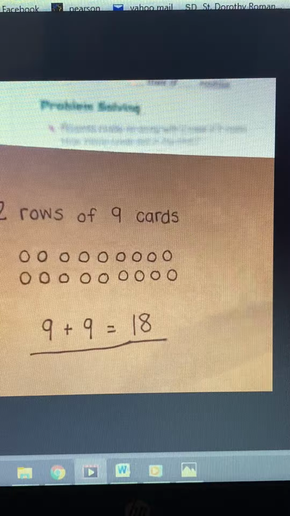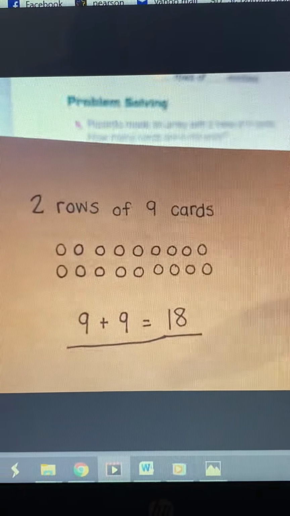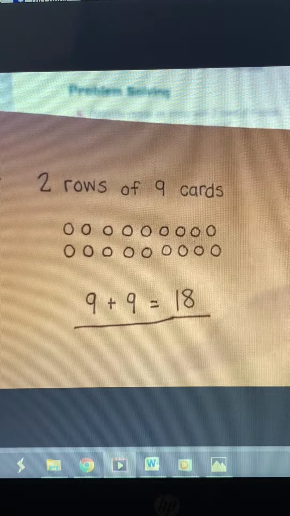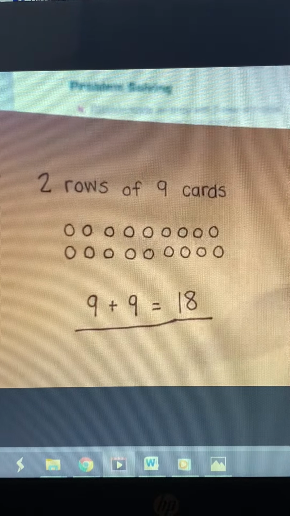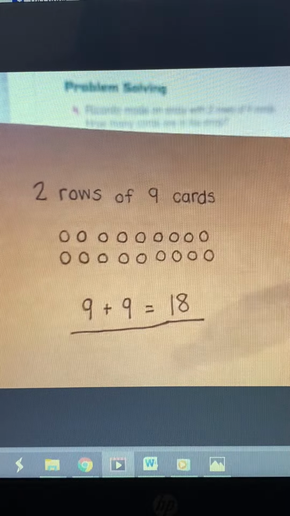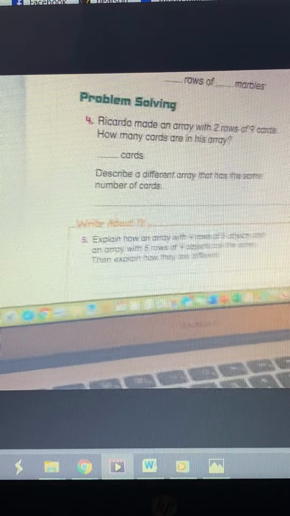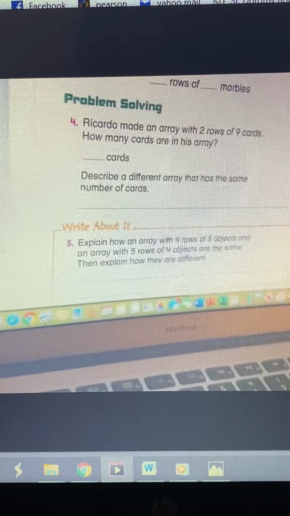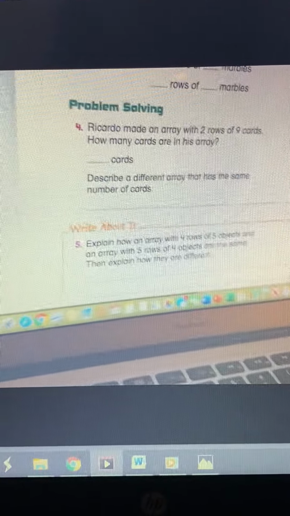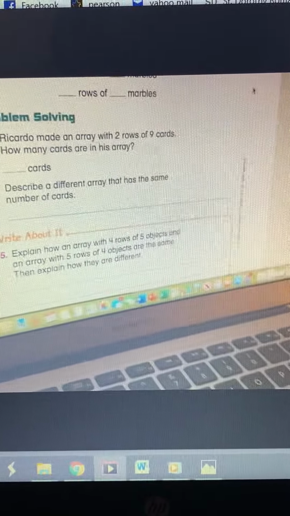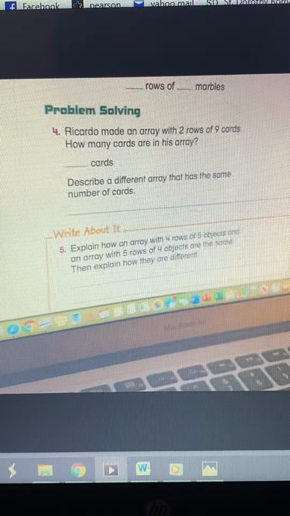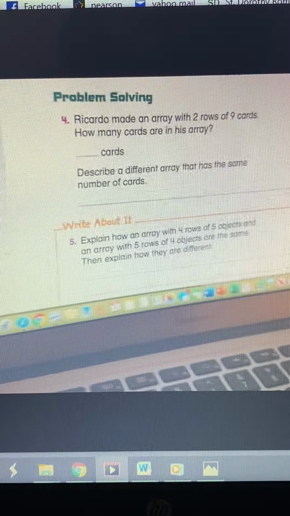So you could draw like that, and that would be the equation. You draw 2 circles going down, and then you would have 9 going across. Make sure we fill it in right here, 18. And then it says to describe a different array that has the same number of cards. To have a different array, you could do 3 rows of 6 cards. So make sure you write that in, 3 rows of 6 cards.